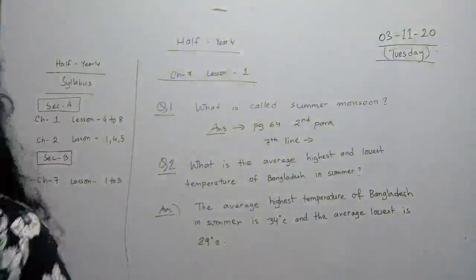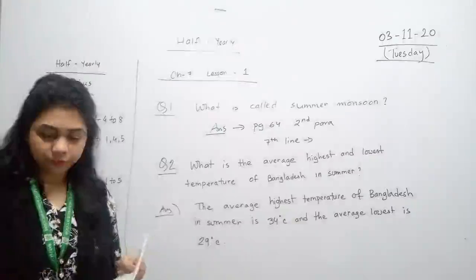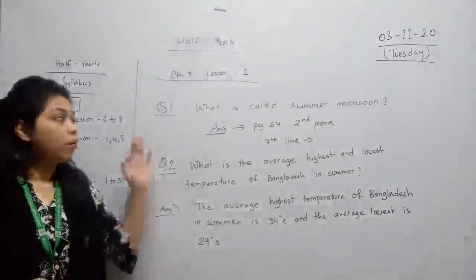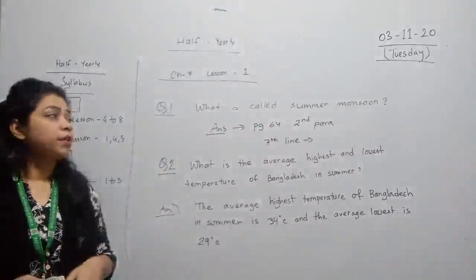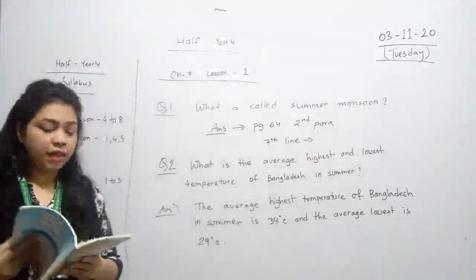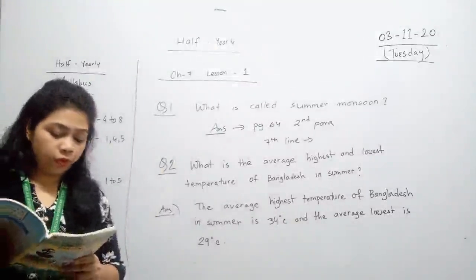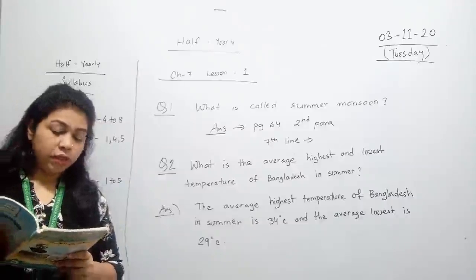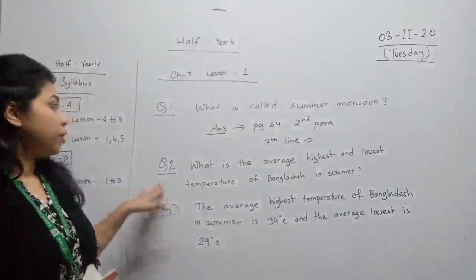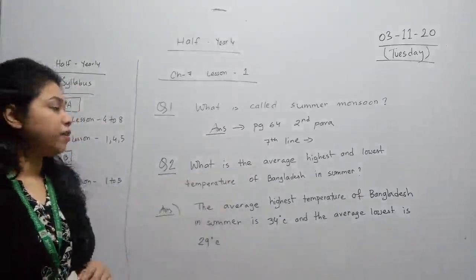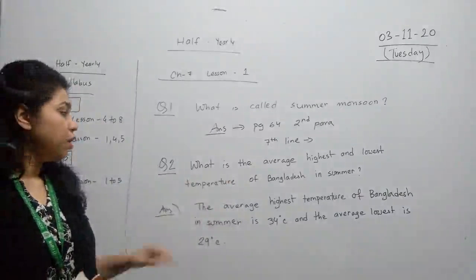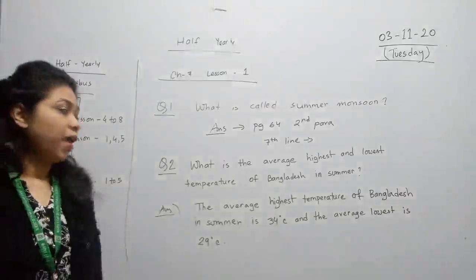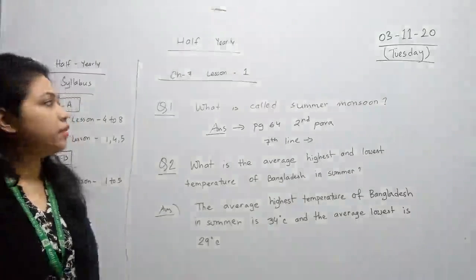There is another question from this lesson. I hope everyone is clear with this too. What is called summer monsoon? You will get it in page number 64, second para, 7th line. That is, in the rainy season, wind blows with water vapor from the south and southwestern part of the Bay of Bengal. This is called summer monsoon. Question number 2. What is the average highest and lowest temperature of Bangladesh in summer? The average highest temperature of Bangladesh in summer is 34 degrees Celsius and the average lowest is 29 degrees Celsius.